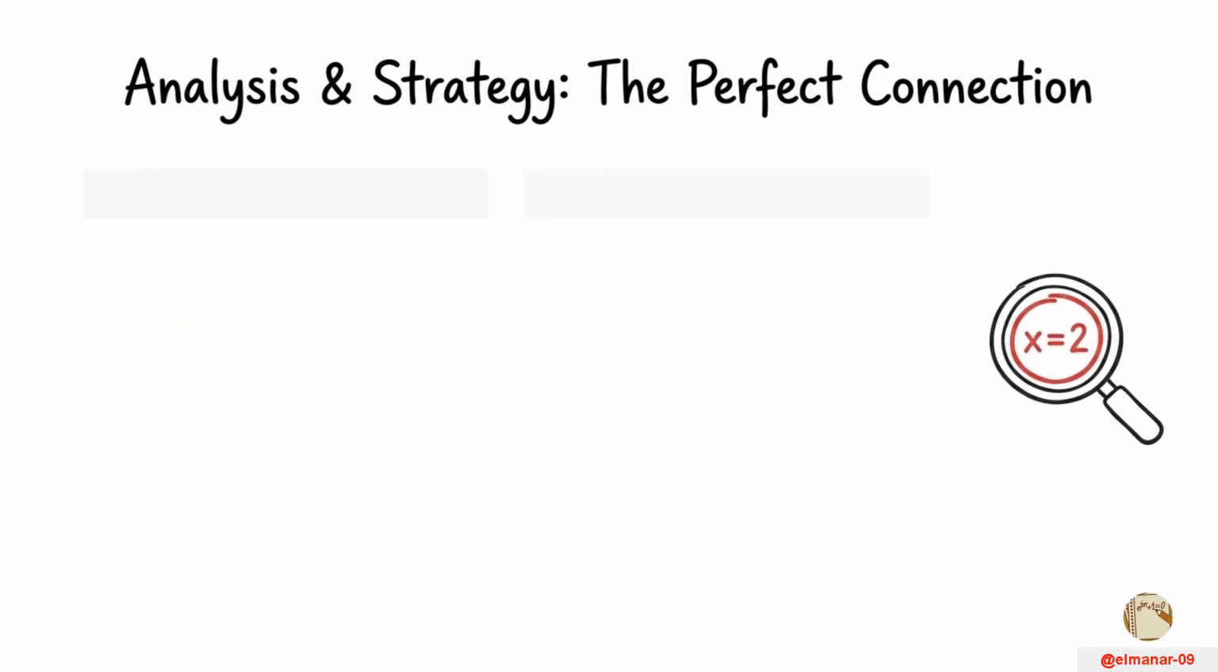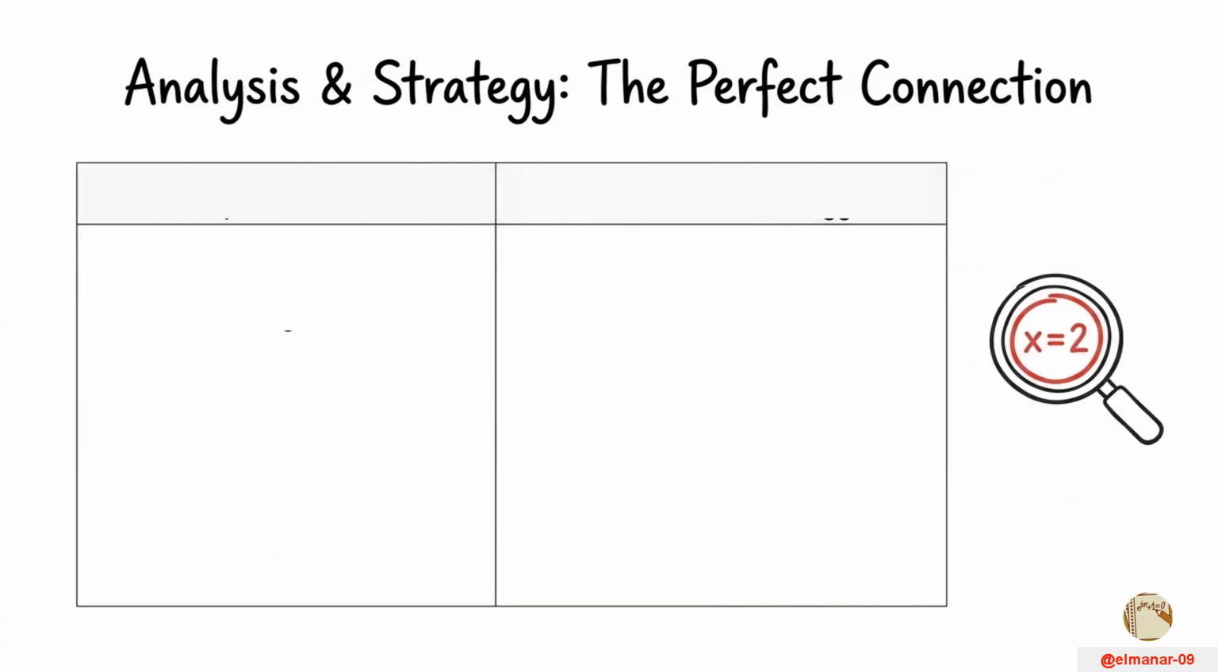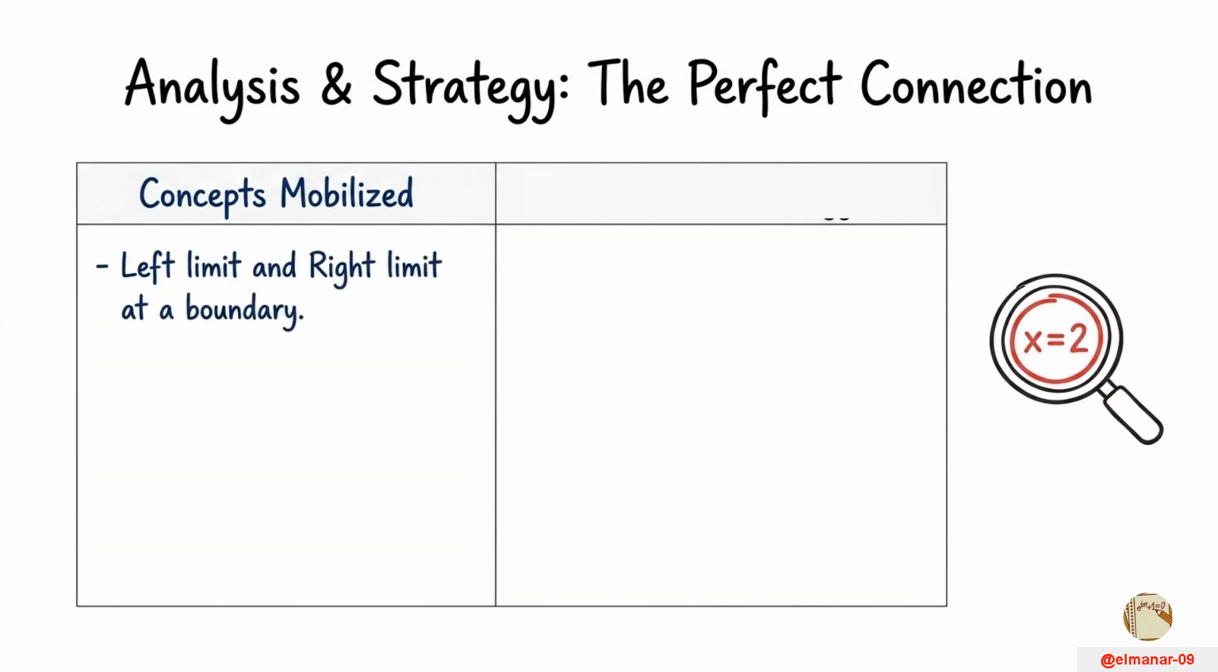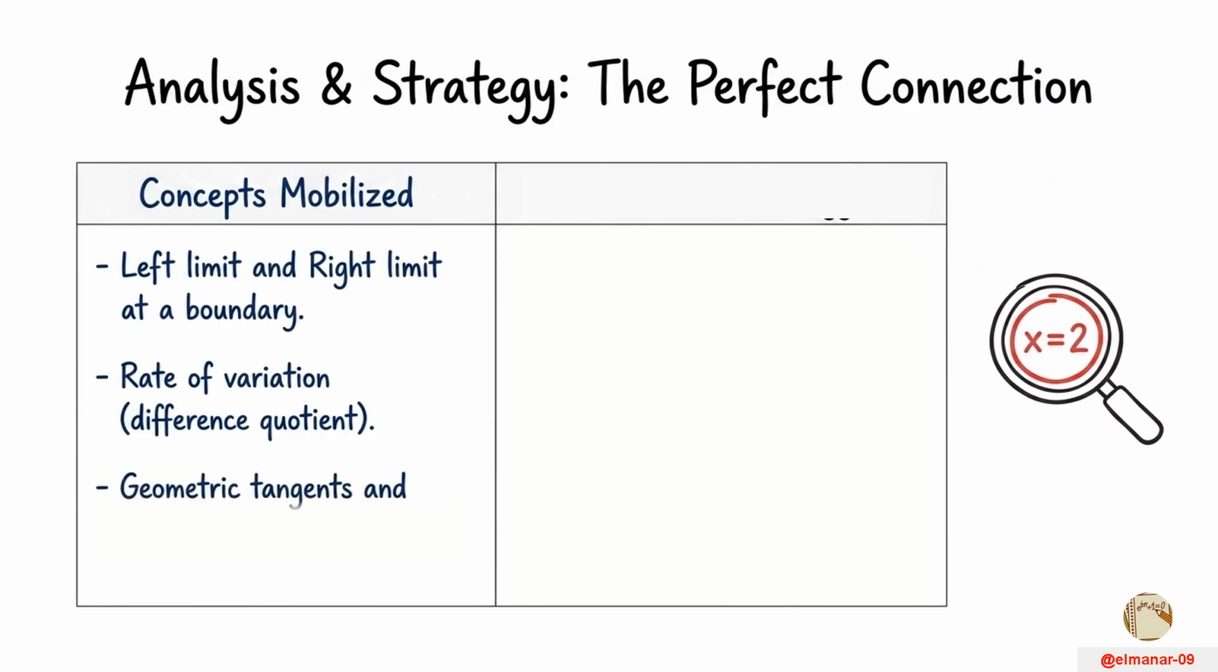Before we dive into the math of the piecewise function, let's look at our analysis and strategy. This problem is all about the perfect connection. We need to check if the two pieces of the function meet up smoothly at the border where x equals 2. To do this, we'll mobilize 3 concepts. 1. Left and right limits at the boundary. 2. The rate of variation, the difference quotient. 3. Geometric tangents and half tangents.